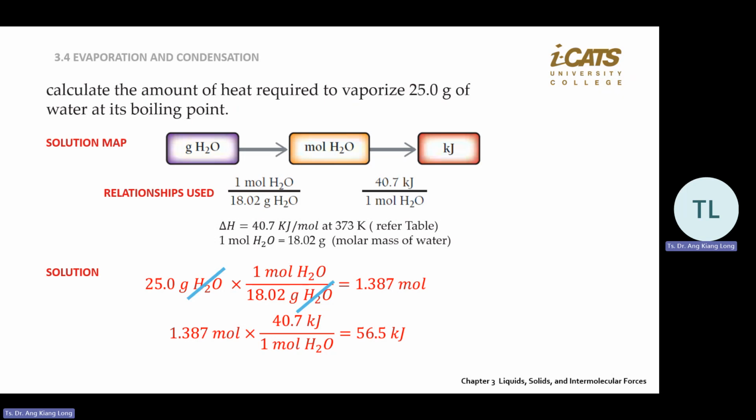Oh, sorry, I cancelled the wrong position. I should be cancelling the gram and not the H2O. The blue slash should be on the gram and not H2O. Position error in my slides. Yeah. The answer for this tutorial question is 56.50 something kilojoule. Give me 3 decimal places in your answer. So this one is the tutorial question.